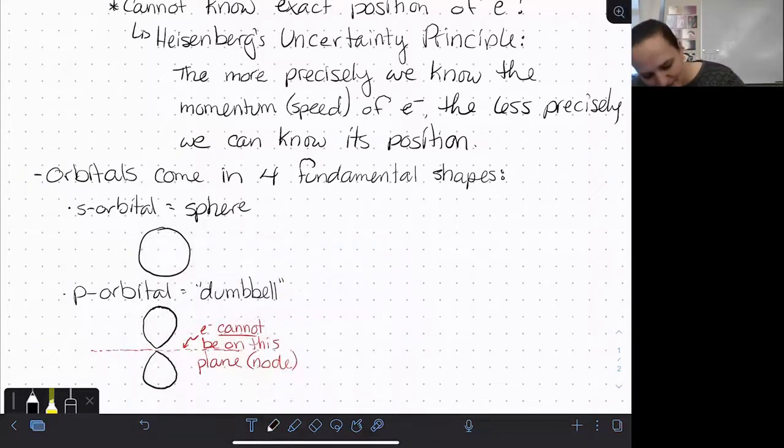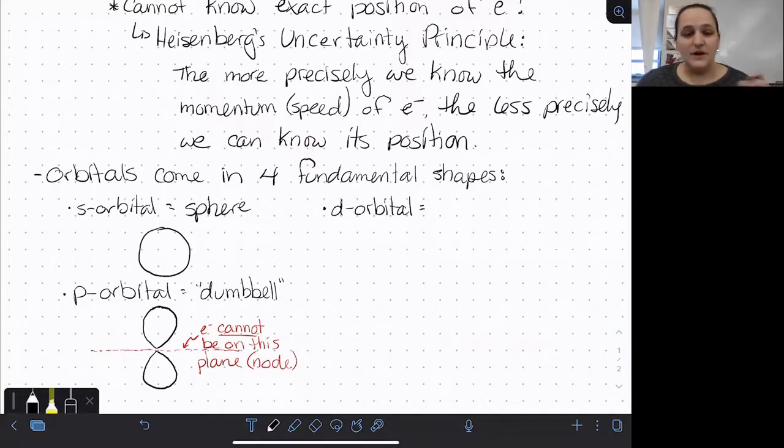Next up, we have the d orbital, which adds a second node. So essentially we're adding a node every time we move up in shape. Phrase doesn't really make sense, but it's fine.